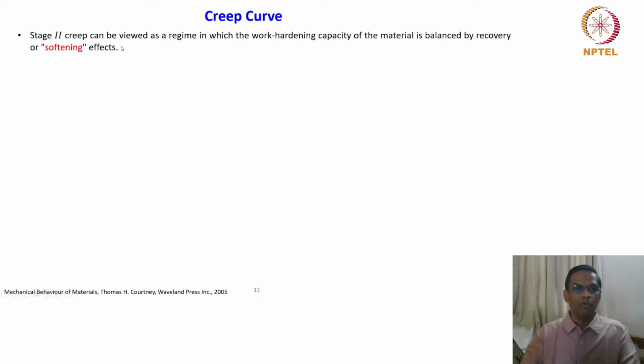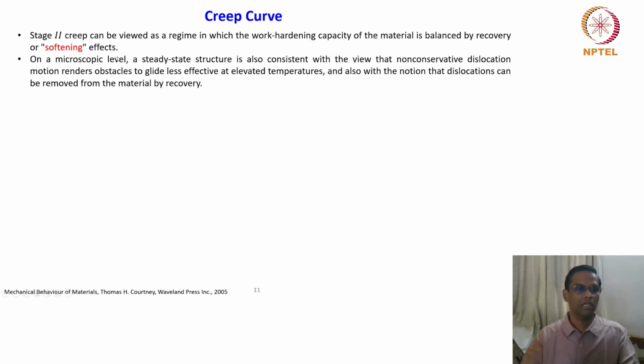Stage 2 creep can be viewed as a region in which the work hardening capacity of the material is balanced by recovery or softening effects, as I just mentioned. On a microscopic level, a steady state structure is also consistent with the view that non-conservative dislocation motion renders obstacles to glide less effective at elevated temperatures. And also with the notion that dislocations can be removed from the material by recovery.